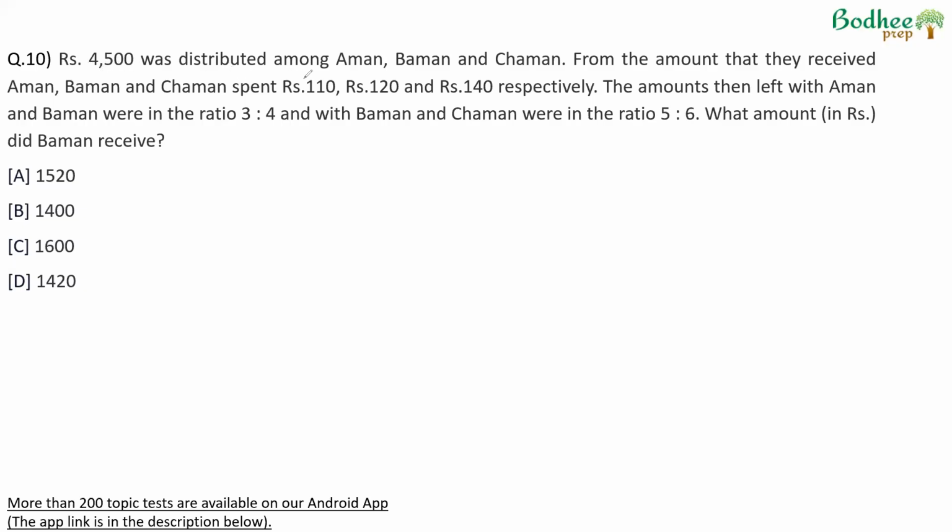Rupees 4,500 was distributed amongst A, B, and C. From that amount they received, A, B, C spent 110, 120, 140. The amounts left with A, B, C are in the ratio: A and B is 3:4, B and C is 5:6. What was the amount that B received?